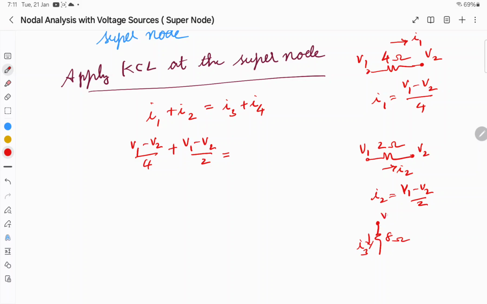The voltage at the top here is V2. The voltage at the bottom is the ground, 0 volt. So I can simply say I3 is going to be the potential difference, V2 minus 0, since the other end the voltage is 0, divided by 8. So it is V2 by 8 plus.